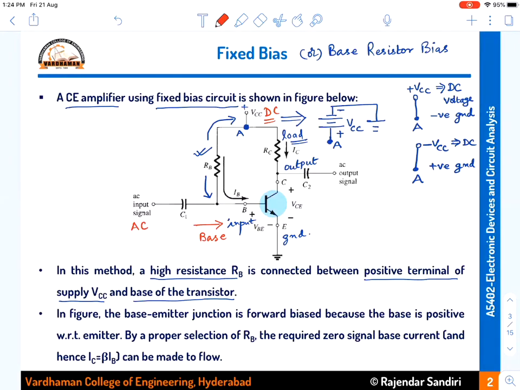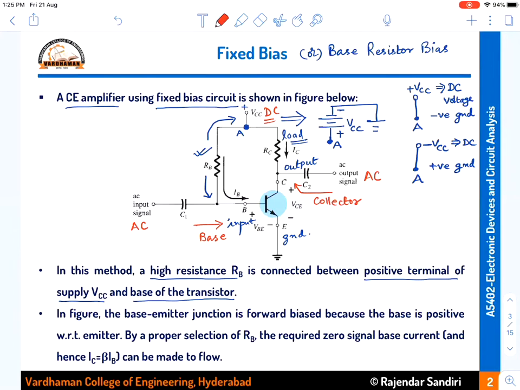And the output, which is the collector, this collector is the output. At this collector we will be getting the AC signal. That means for the AC input, we will be getting the AC output. This process of converting AC input to AC output is controlled by the biasing voltages across the base emitter junction and the collector base junction, so that the emitter base junction is forward biased and the collector base junction is reverse biased.